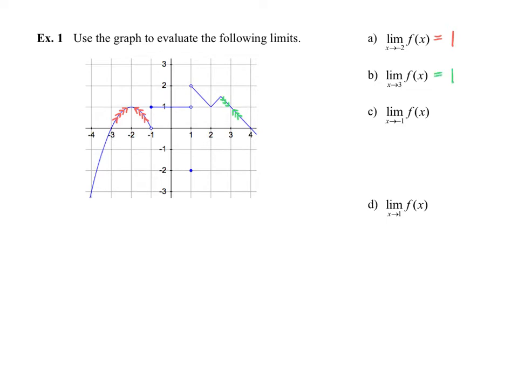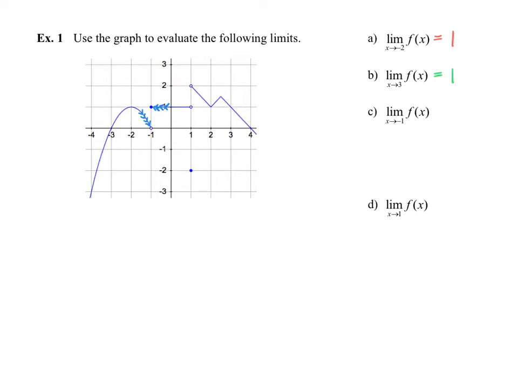Part C, we want to find the limit as x approaches -1. If I start with x values a little bit smaller than -1, and I am crawling along this graph, it looks like these y values are approaching 0. On the other side of -1, when I crawl along the graph, my y values are approaching 1. That sounds funny to say they're approaching 1 because they actually equal 1, but we do say the y values are approaching 1.